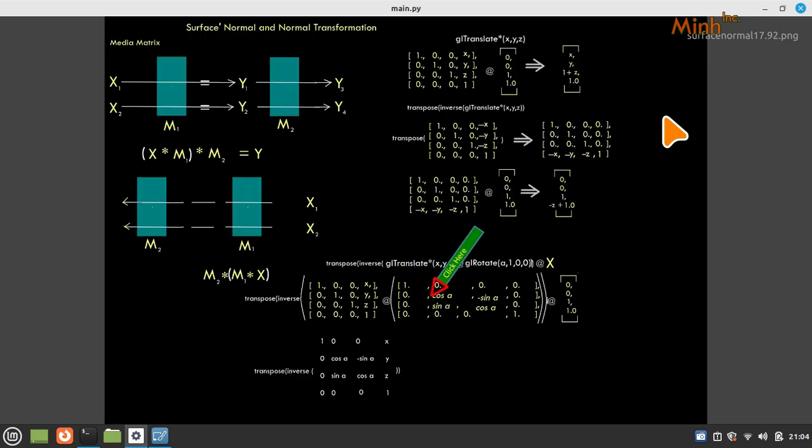I should have removed this line also. So we'll just calculate the transpose and inverse of the matrix. Then we will multiply with the input. What we are trying to do is M1 and M2. We will multiply these, calculate the transpose and inverse, and see what the effective matrix is.